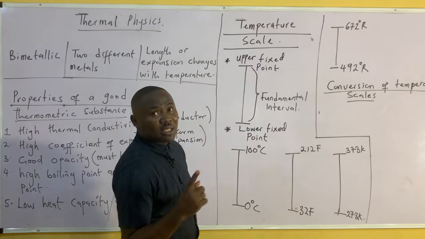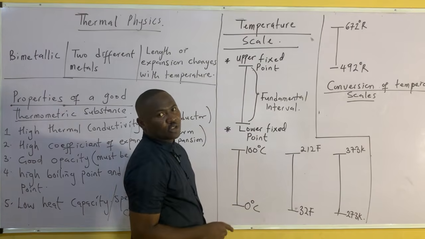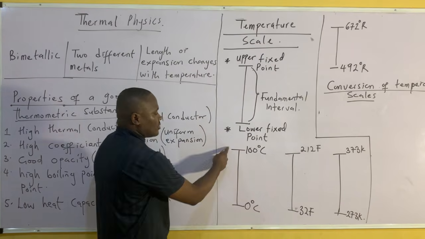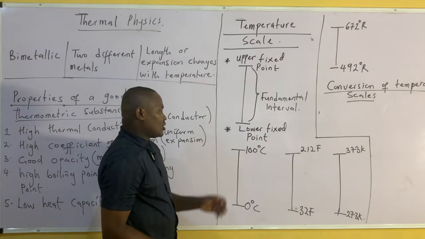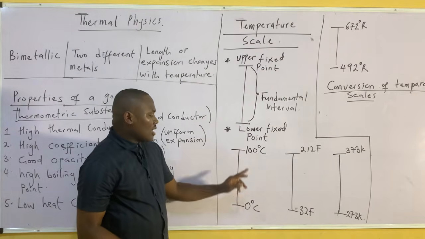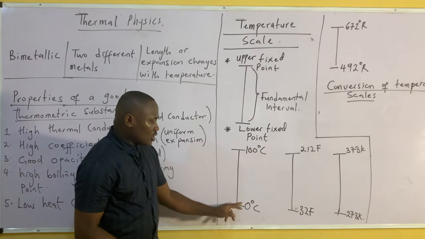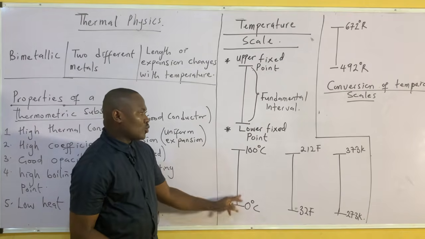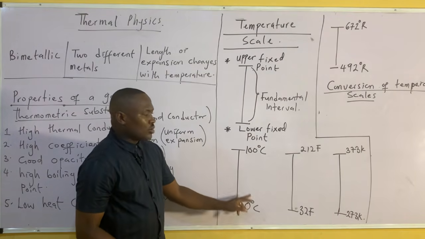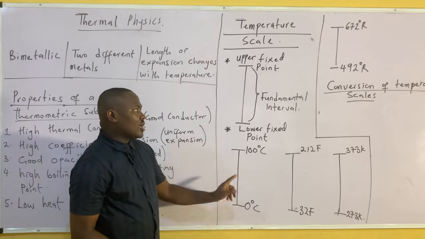So the fundamental interval is the upper fixed point minus the lower fixed point. For instance, look at a Celsius scale. You have the upper fixed point to be 100 degrees Celsius and the lower fixed point to be 0 degrees Celsius. So the difference between the upper fixed point and the lower fixed point, which is 100 minus 0, is 100. So the fundamental interval in a Celsius scale is 100.